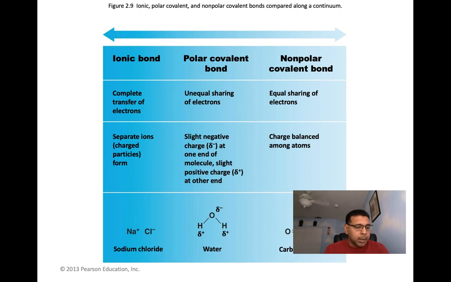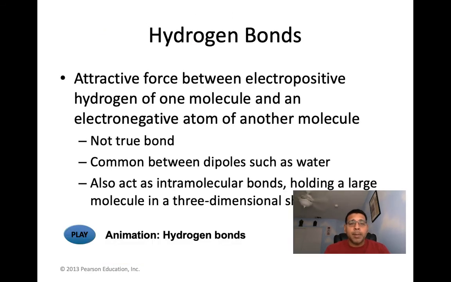Next, then, let's talk about our third type, hydrogen bonds. Now, hydrogen bonds, they're not as strong as the ionic and covalent bonds as we described. Hydrogen bonds are really not true bonds. They're more like an attraction than a true bond.